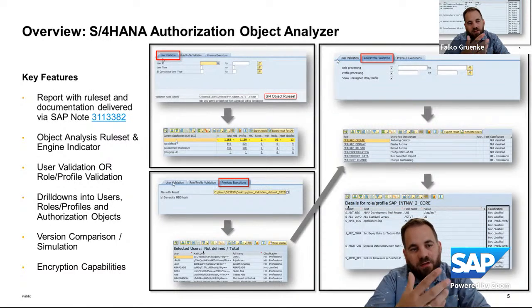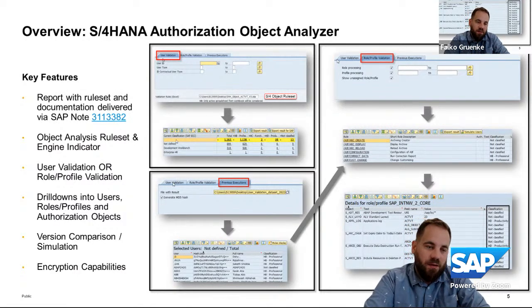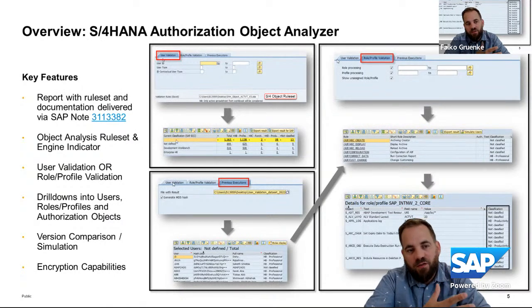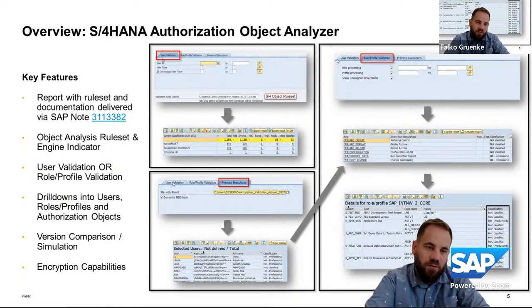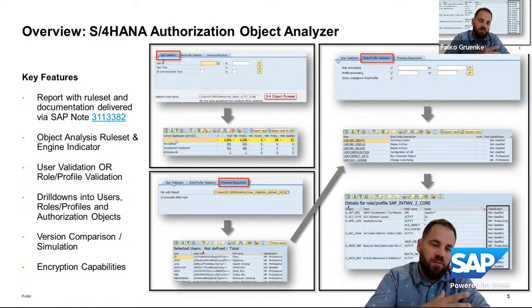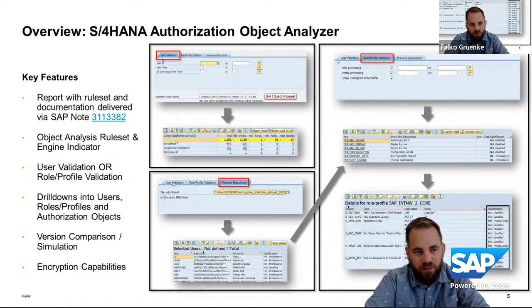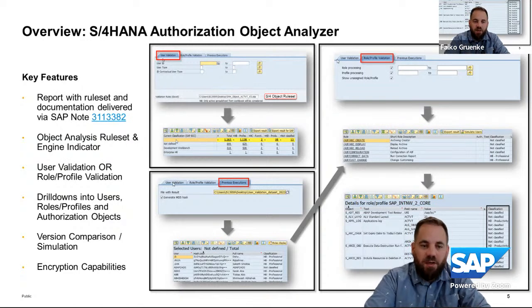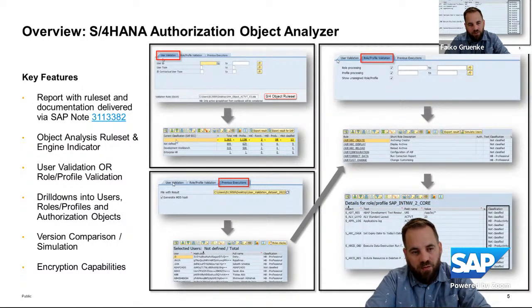With the user validation, we go into the rule set, choosing the rule set, and then we can start the exercise. If you're not maintaining anything here, it will go through all users. We usually recommend to go especially through the dialog users. And if you have chosen all dialog users, automatically you will get the result for all of your users.